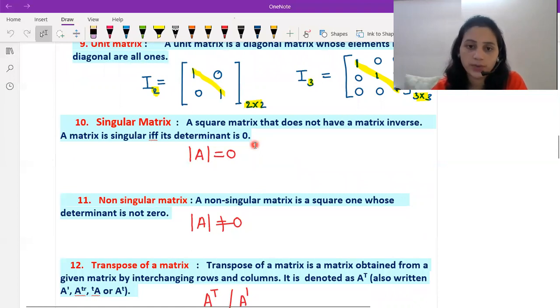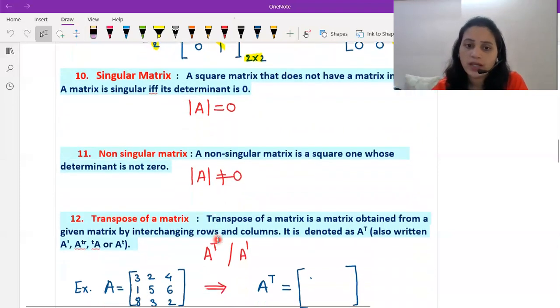Now, non-singular matrix. A non-singular matrix is a square matrix whose determinant is not 0, right? If the value of its determinant is not equal to 0, then it is a non-singular matrix, and only then can you find the inverse. This is the necessary and sufficient condition to find the inverse of the matrix. We are going to see all that in our next videos.